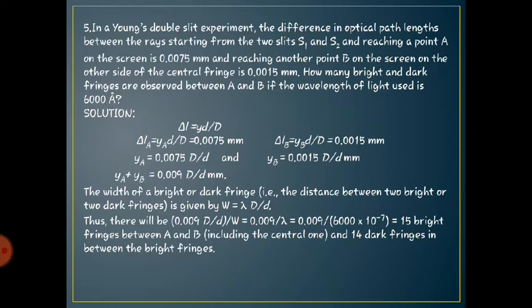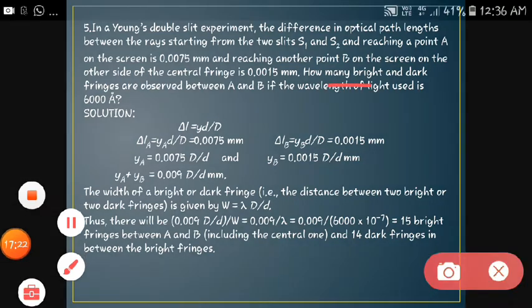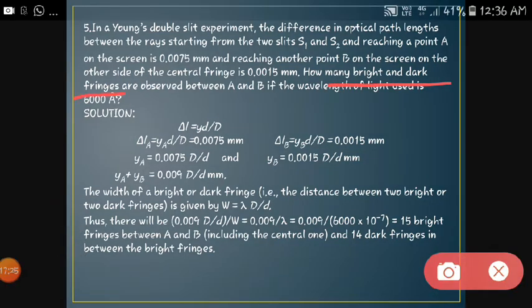When light is going through two slits S1 and S2, they will move in their own way. Suppose the first point which we are getting on the screen is A, and the second point on the other side of the central band is point B. So they have given the optical path length for the light reaching point A and reaching point B. So we are going to calculate how many bright and dark fringes are observed between A and B.